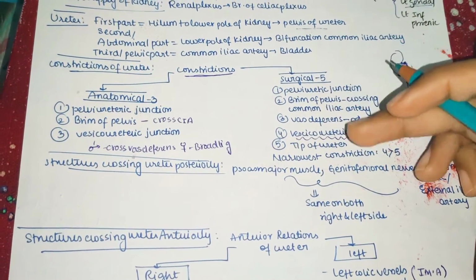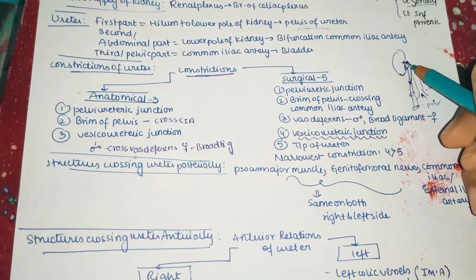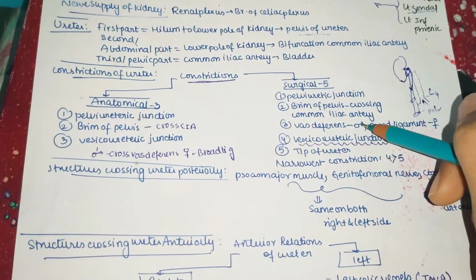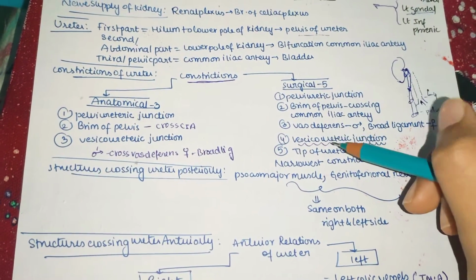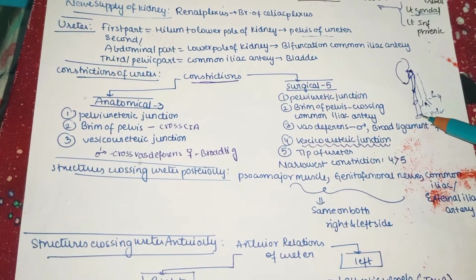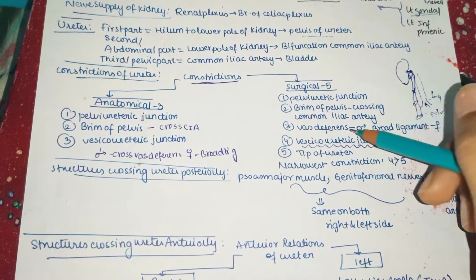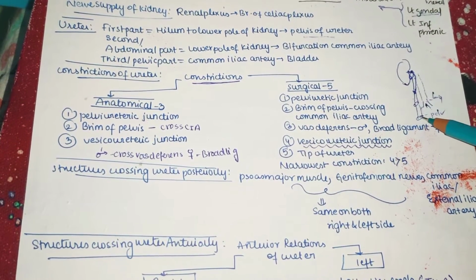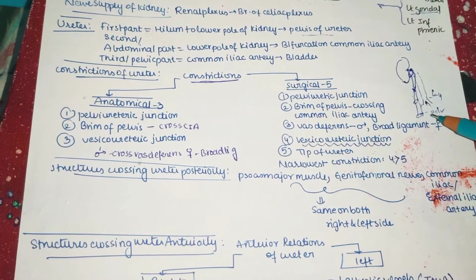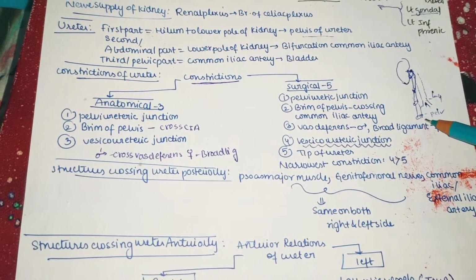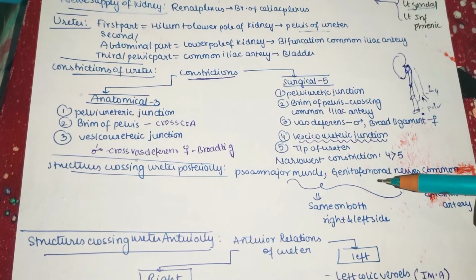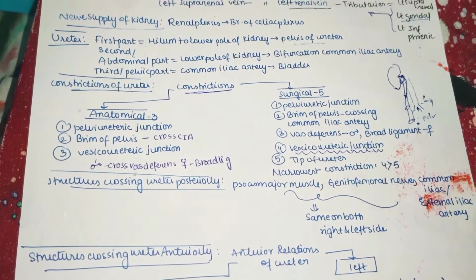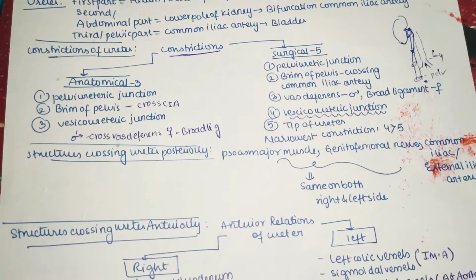Now coming to the surgical constrictions. Same, first one is pelvic ureteric junction, next same brim of pelvis, and next the one thing you need to see in the case of vesico-ureteric junction is that in the case of male it will cross the vas deferens, in the case of female it will cross the broad ligament at the vesico-ureteric junction. And the fifth point for the surgical constriction is at the tip of ureter. So among all these constrictions, the narrowest constriction is vesico-ureteric junction. So it is the narrowest when compared with everything.